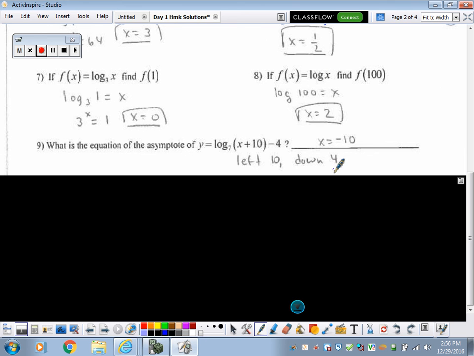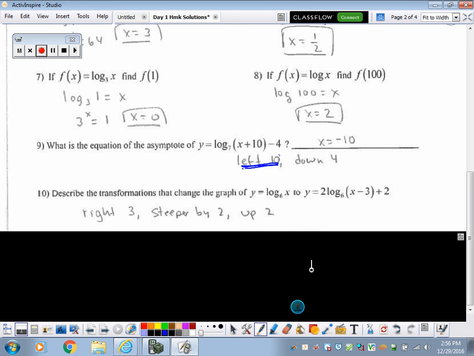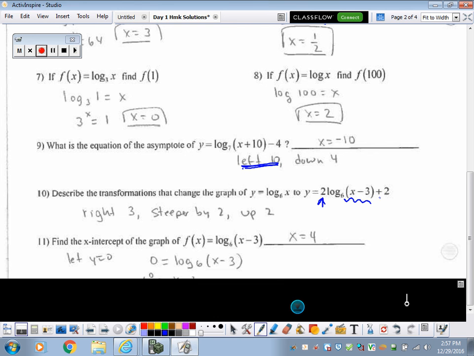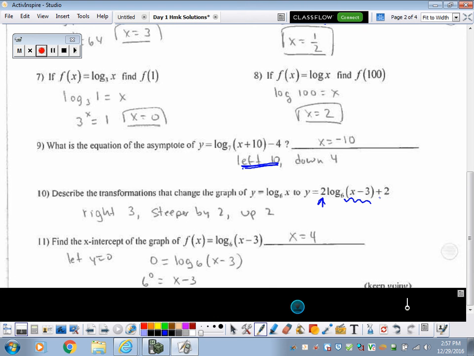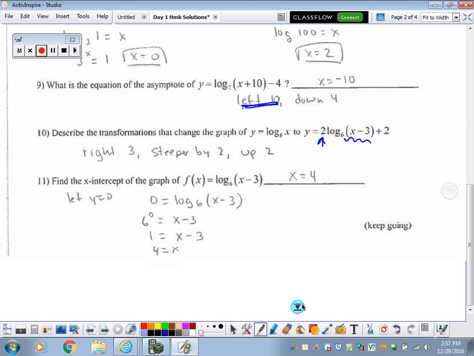Left 10, down 4. Moving left 10 is the x plus 10, and then minus 4 is down 4. Describe the transformation. Make sure that your horizontal gets done first to the right 3, then the steepness, and then up 2. The x-intercept, x is equal to 4, by setting y equal to 0 and solving for x.